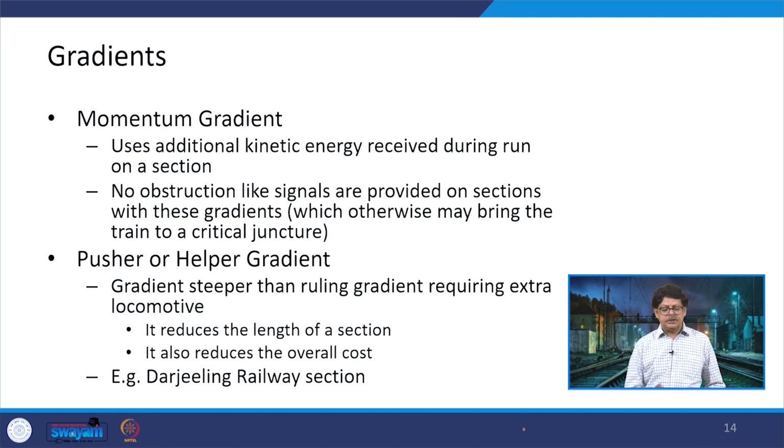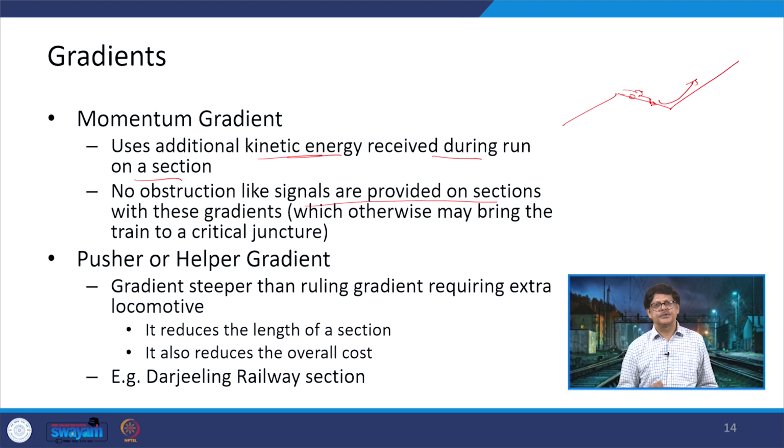So, it uses the additional kinetic energy received during the run on a section, as I just told you in the diagram. No obstructions like signals are provided on a section where momentum gradients are provided. It should not happen that you are here, providing a momentum gradient so as to traverse another gradient, and here you provide a number of obstructions or you stop the train. If you stop the train, the momentum is lost, and then it will become very difficult for the train to traverse this gradient. So, no such thing should be done here, otherwise a critical issue will arise for the train to traverse this gradient.